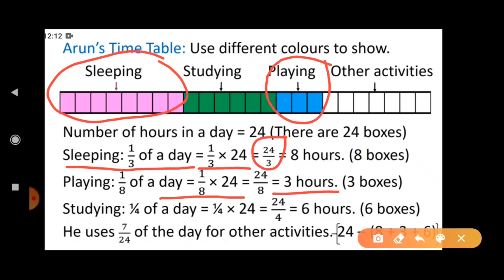Then for studying it is given 1/4 of a day. Means 1/4 multiply 24. Again 24 ones are 24 divide by 4. So we will get 6 hours. So we have to color in 6 boxes for studying.